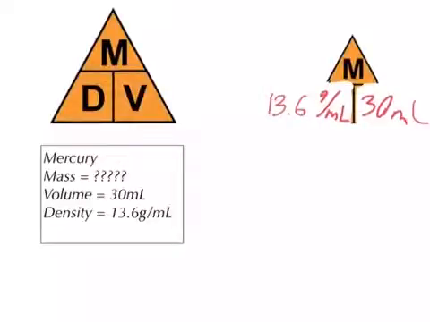Now, using our template to find the mass, we have to do density times volume. So in this case, we would be doing 13.6 times 30. Now, after doing the math, you would find that the mass of this amount of mercury would be 408 grams.